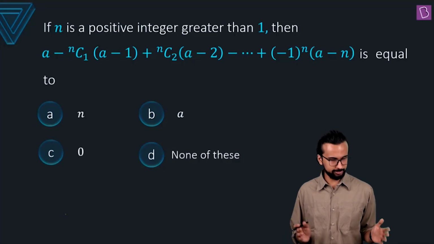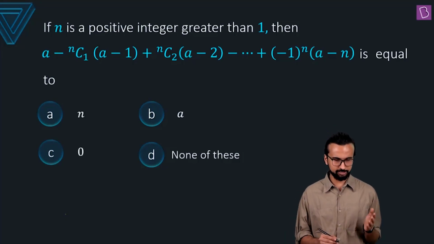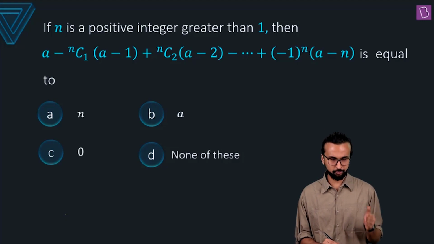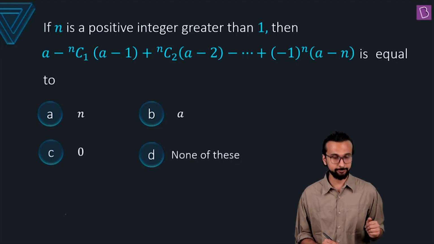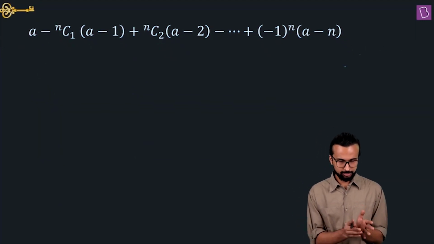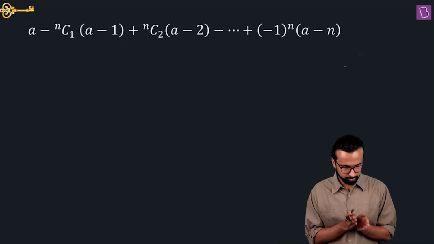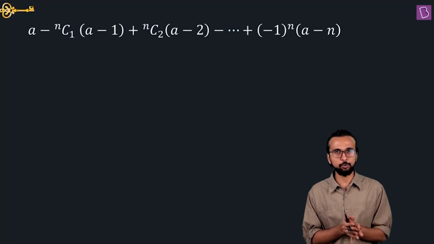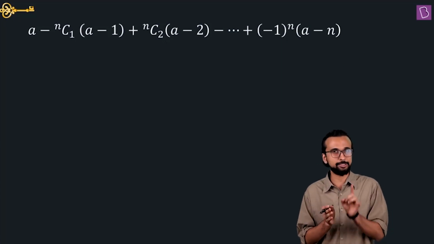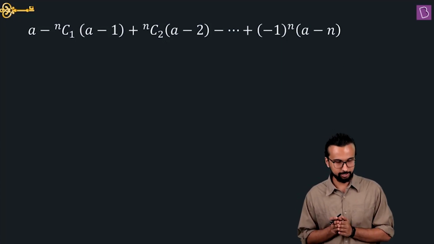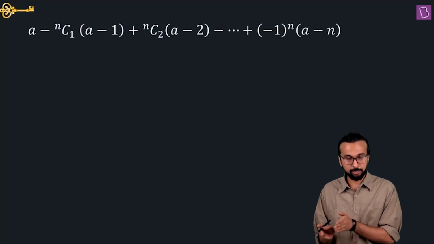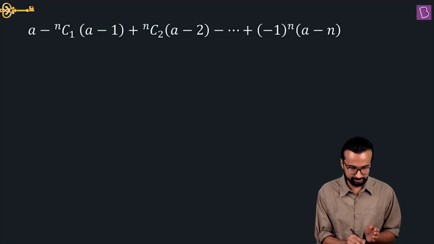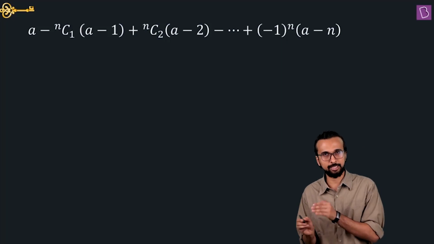Alright, take a look at this question. It's given that n is a positive integer greater than 1. You have to find the sum of this given series here. There are a bunch of terms here. Look from the second term onwards. It's nC1 into (a - 1), nC2 into (a - 2), up till nCn into (a - n). Note that the terms are alternating in sign: there's a minus in the second term, plus in the third term, and so on.